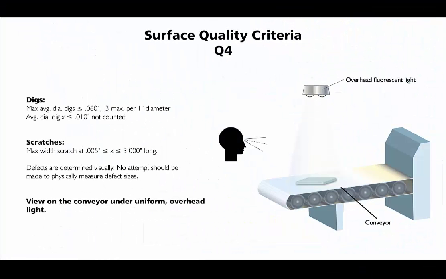Surface Quality Criteria Q4 is performed in process on the production floor. Parts are viewed on the rollers or conveyor at the end of our wash machines or furnaces, using uniform overhead lighting. All defects are determined visually. No attempt should be made to physically measure defect size.